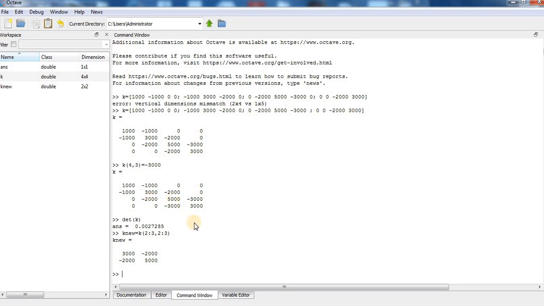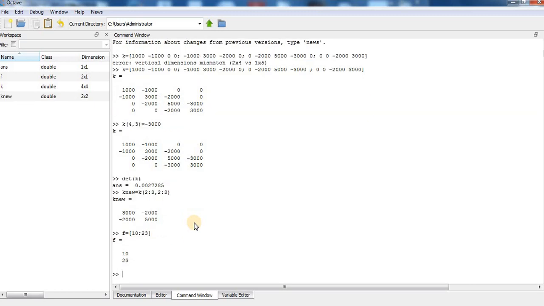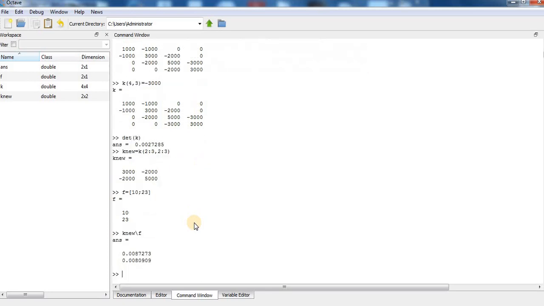And the right hand side say f new or whatever, f new or f. So f equal to, you put 10 and 23. So, and you solve k new. So this, and you get the solution. So this is, I told you in the last class, this is k new inverse f. So if you want to remember, you can remember it like this, but it does not calculate the inverse.